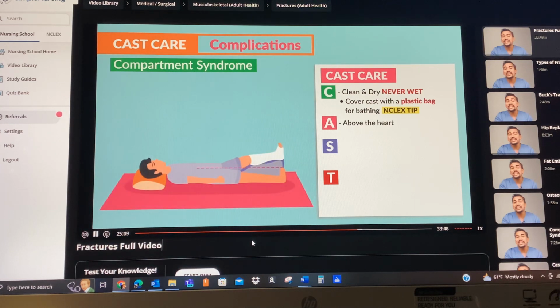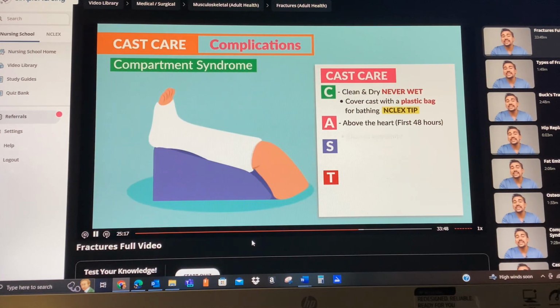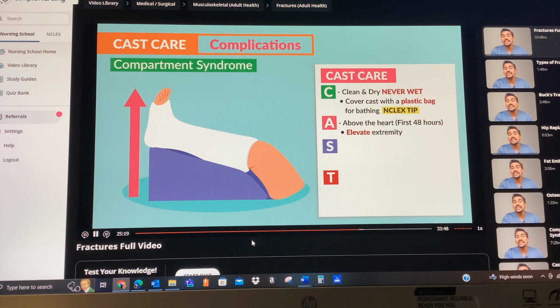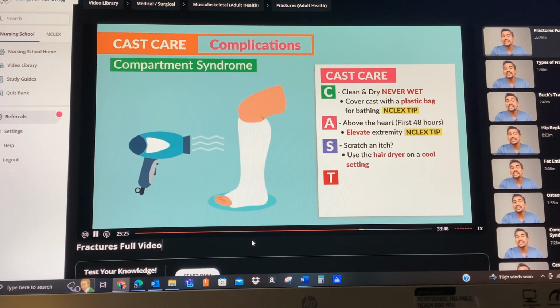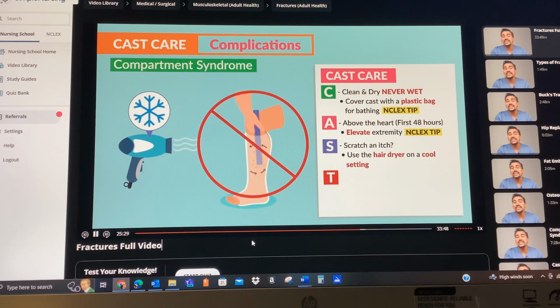A is for above the heart for the first 48 hours. This is done to decrease the swelling and prevent compartment syndrome. So key terms, elevate the extremity. Huge NCLEX tip. S is for scratching an itch. We always use a hair dryer on the cool setting. Never put anything under a cast to scratch an itch. So big NCLEX tip again, write it down. We always use a hair dryer on the cool setting for any type of itch.